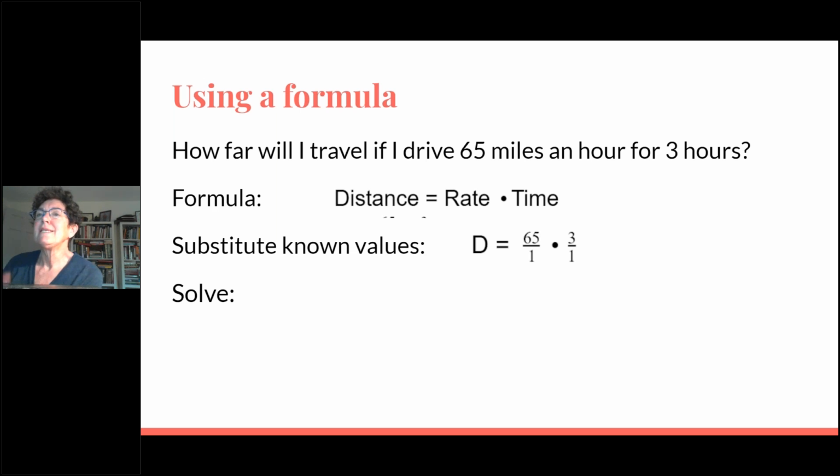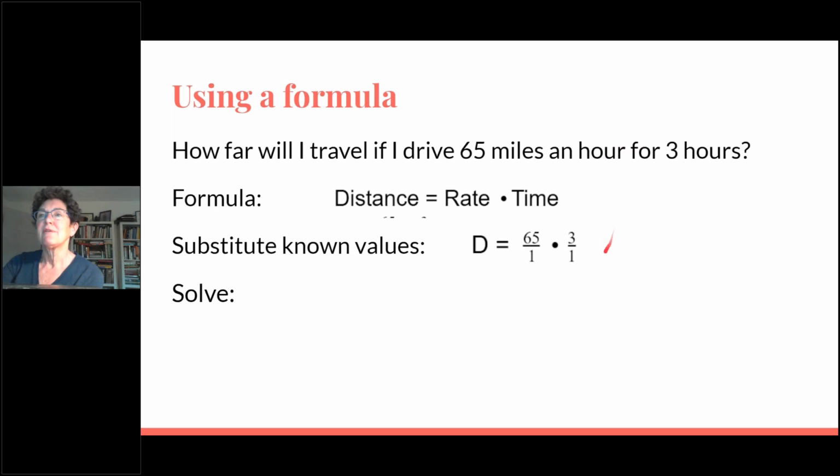Well, our rate in this case is 65 miles for 1 hour. But sometimes we have a rate that is not just 1. So I wanted to show you that that rate is really a fraction, 65 over 1. In this case, that simplifies to 65. So we could have written this as 65 times 3.